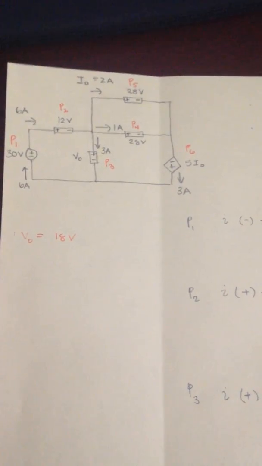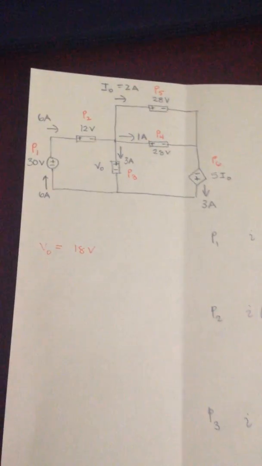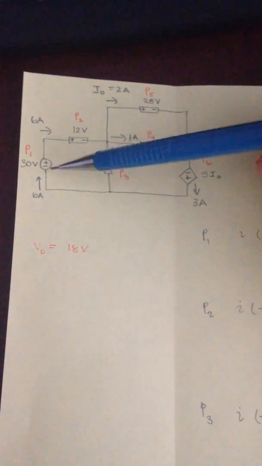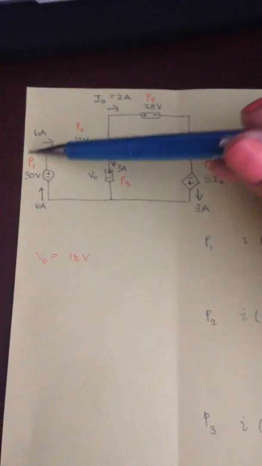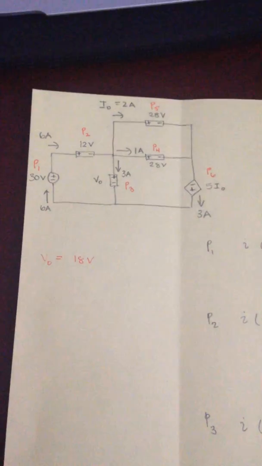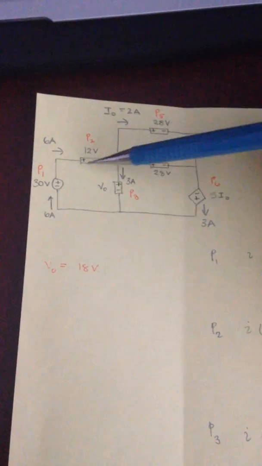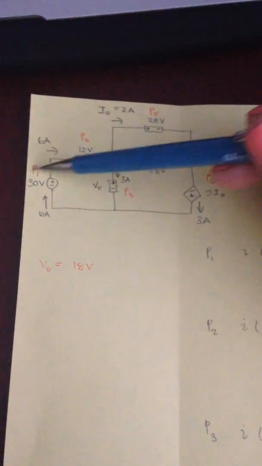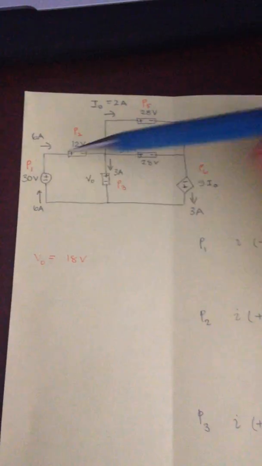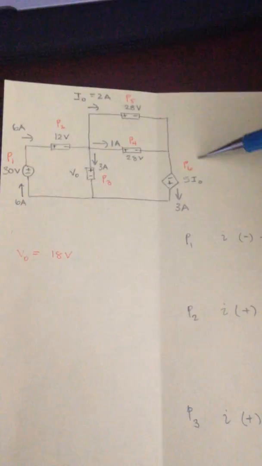In order to determine the power through each element, what I first did is I labeled each element. I gave it a name. Because I'm solving for power, I chose P. And because I have multiple elements, I just use subscripts. So this guy here, I labeled it P sub 1 all the way to P sub 6.